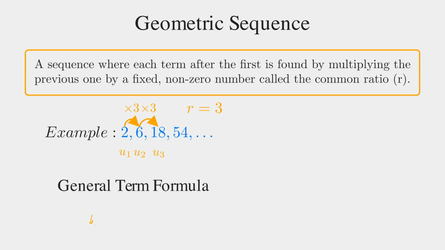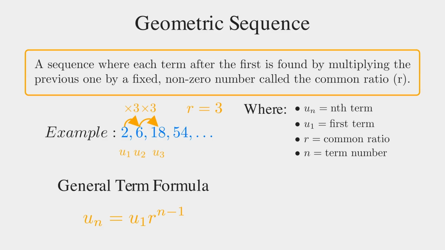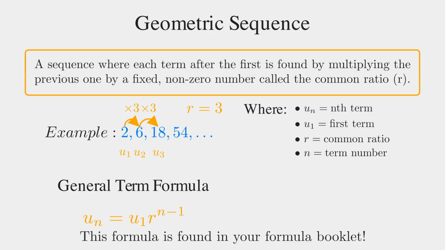The general term, or nth term, of a geometric sequence can be found using the formula u_n = u_1 × r^(n−1). Here, u_n is the nth term, u_1 is the first term, r is the common ratio, and n is the term number. Now remember, this formula is conveniently available in the formula booklet.